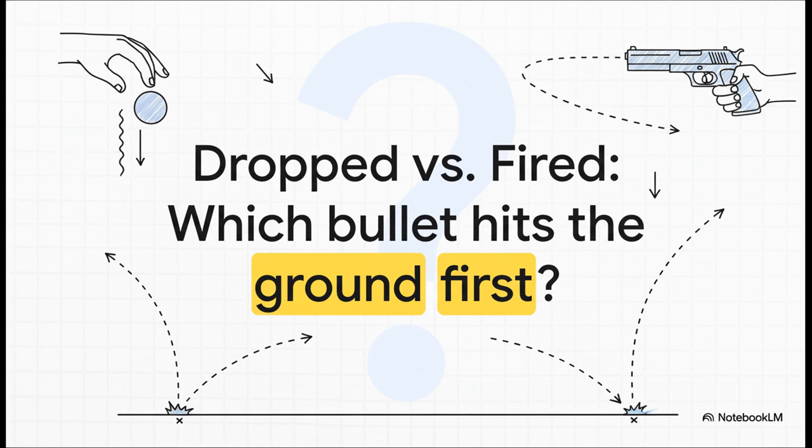Imagine you're standing on a cliff. You have 2 bullets. You drop one straight down, and at the exact same time, you fire the other one horizontally from a gun. Which one hits the ground first? Based on everything we've just covered, you now have all the tools you need to figure that out.